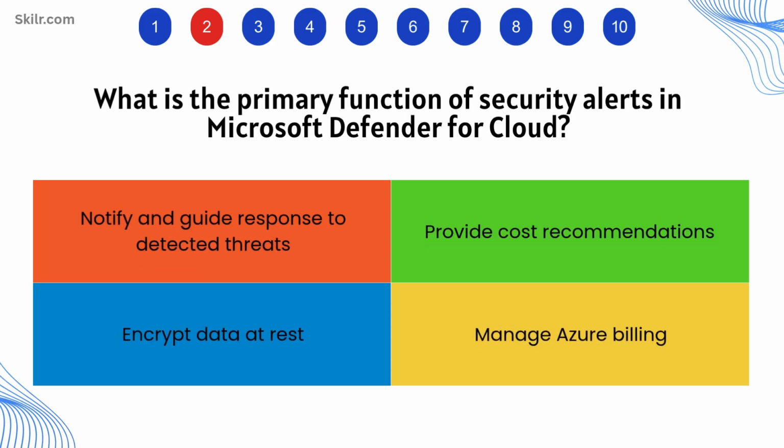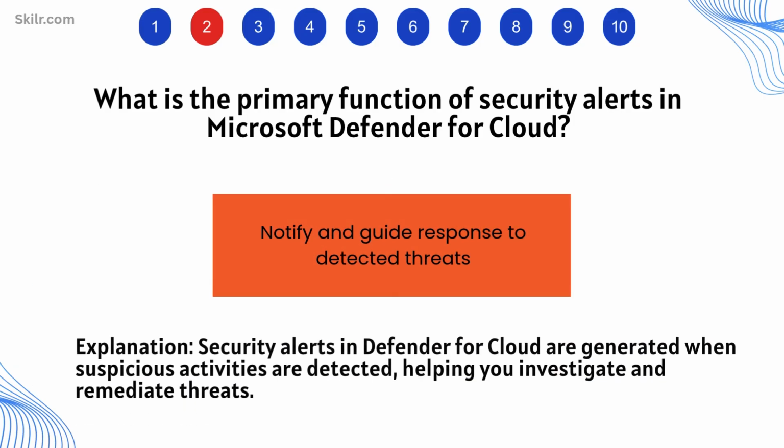Question 2. What is the primary function of security alerts in Microsoft Defender for Cloud? The correct answer is notify and guide response to detected threats. As security alerts in Defender for Cloud are generated when suspicious activities are detected, helping you investigate and remediate threats.